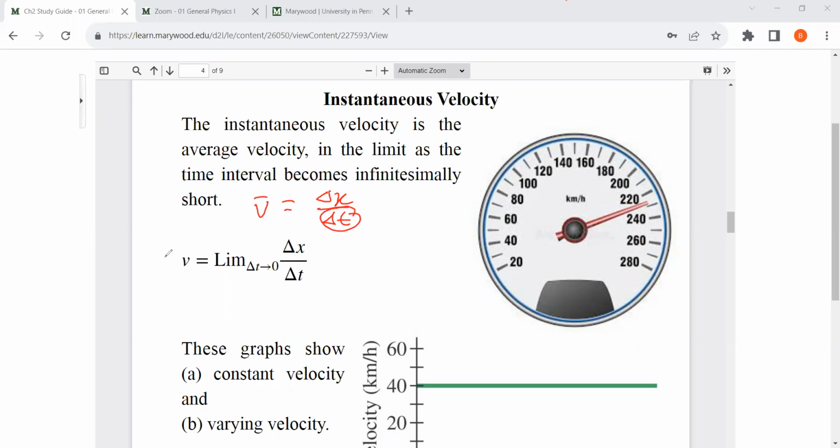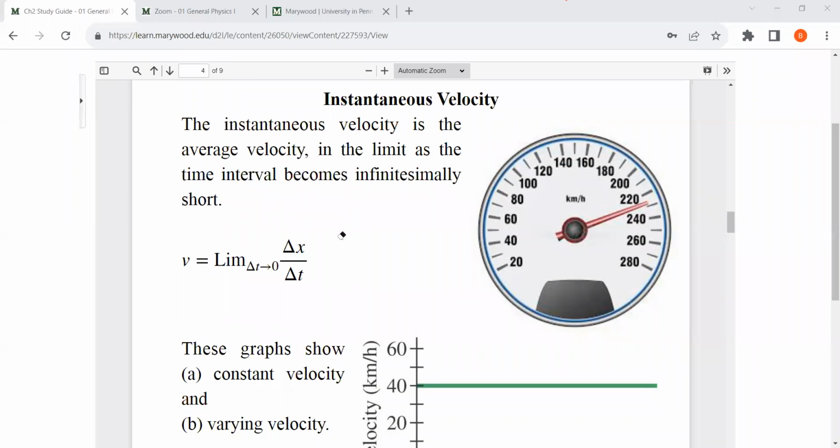And mathematically we write this as v, the instantaneous velocity. For instantaneous velocity we do not use a bar on top of it. And the limit delta t tends to 0 means delta t is very small. So when delta t is very small, the velocity we get is the instantaneous velocity. All right.